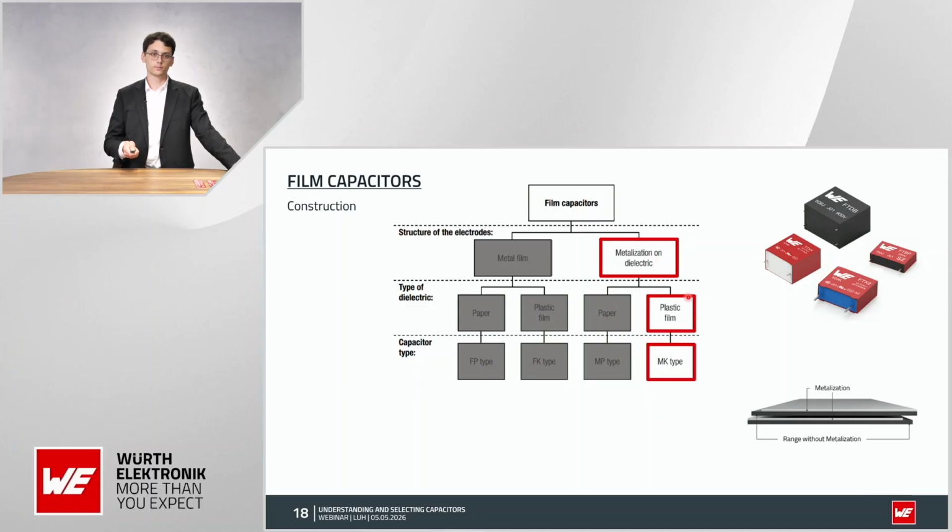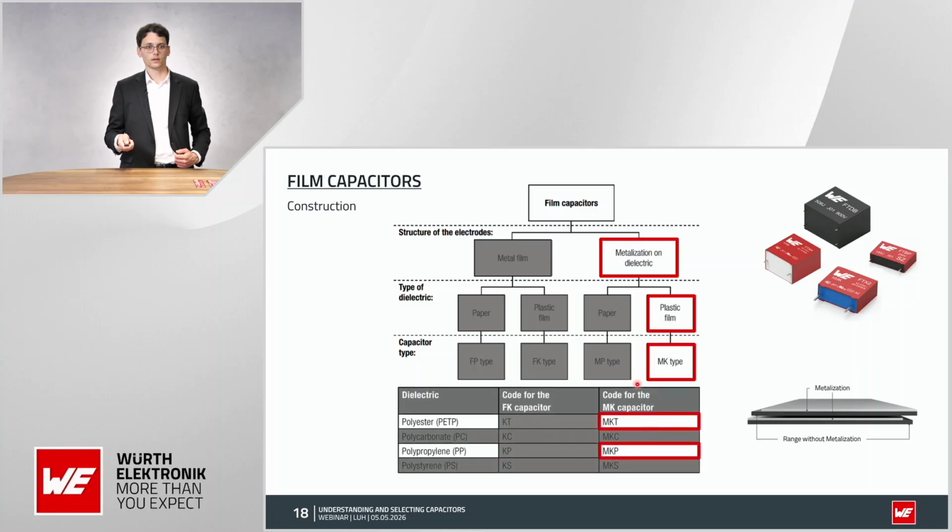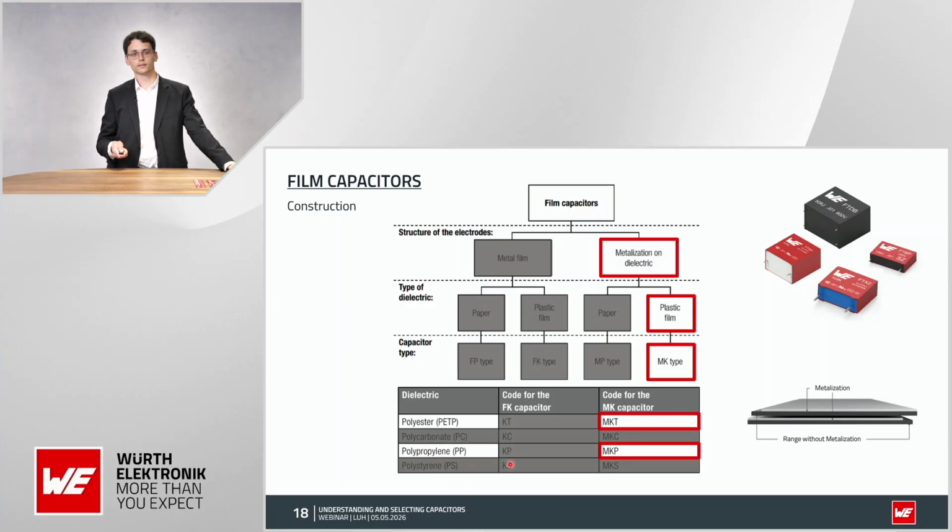So for these parts, we will have a dielectric material. And then on top of it, we will have the metallization layer. You can do this also with paper, or use plastic film, which we use. And then we can also decide between polyester and polypropylene, for example. There are also some other materials, but I just want to focus on these parts because we also cover them.